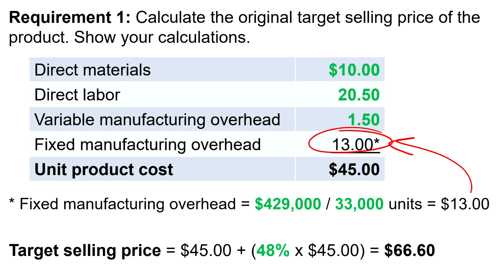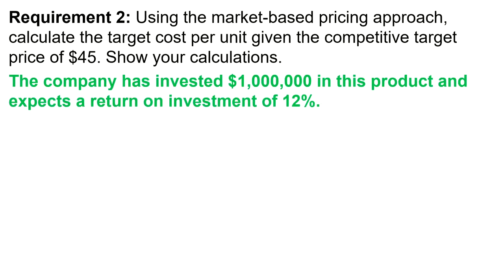And so when we look at that total cost of $45 and the markup rate on total cost is 48%, we get a target selling price of $66.60. So that's what we wanted it to be. But we were told in the information to the question that we have to reduce that price to $45. So that's quite a substantial price reduction that we're going to have to take care of and to address. And so we do that in the second requirement. Using the market-based pricing approach, calculate the target cost per unit given the competitive target price of $45.